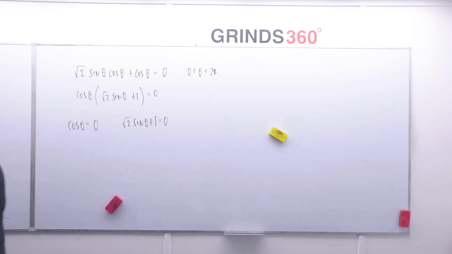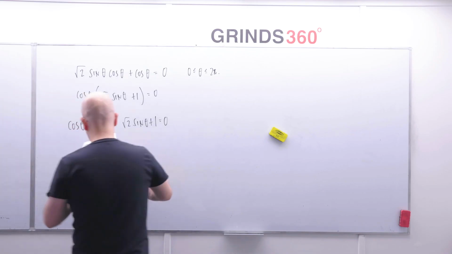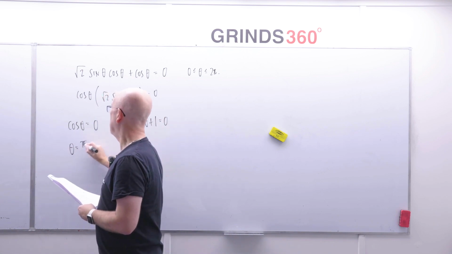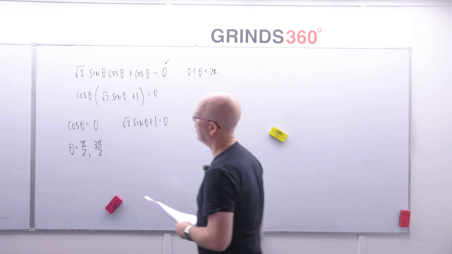So if I just want to have a quick look at my table on page 13, we're dealing with cosine here. You can see that line there, and there's the zeros. And we're looking for the radian answer this time. So there they are there, pi over 2 and 3 pi over 2. So I can grab those two from my formula booklet. So the solutions for this one here are pi over 2 and 3 pi over 2. There's two possible solutions to this equation here.